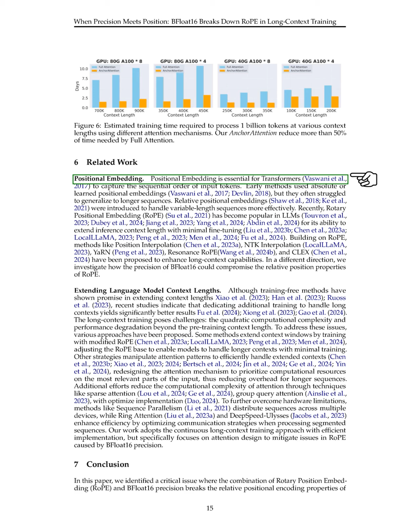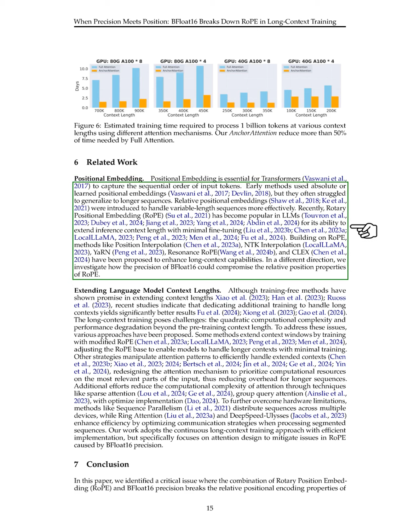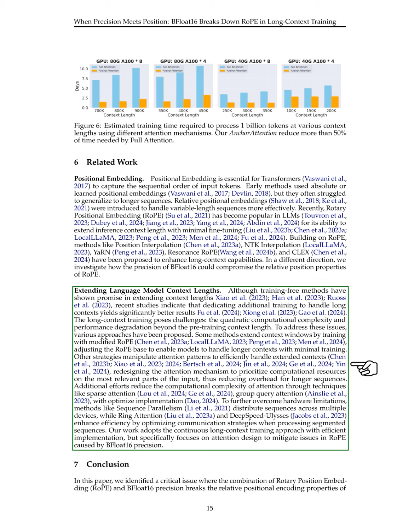We also discussed the importance of positional embedding in transformers for capturing the order of input tokens. Early methods struggled with longer sequences, leading to the introduction of relative positional embeddings. Recently, Rotary Positional Embedding, RoPE, has gained popularity for its ability to extend context length with little fine-tuning. We also look into how the precision of BFloat16 might affect the relative position properties of RoPE.